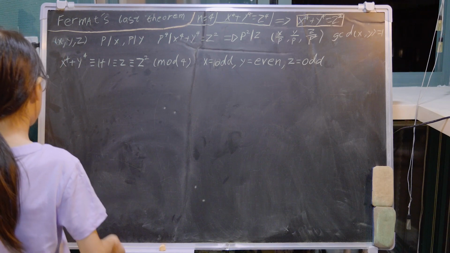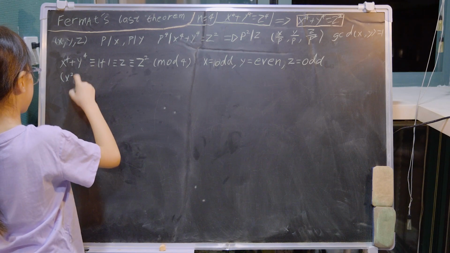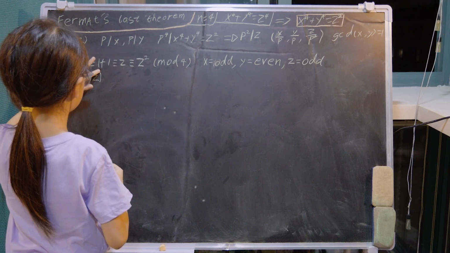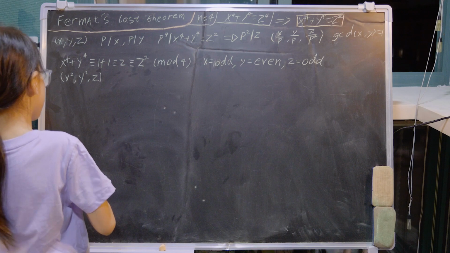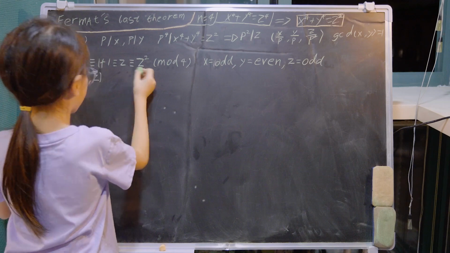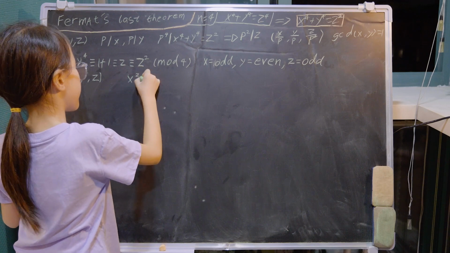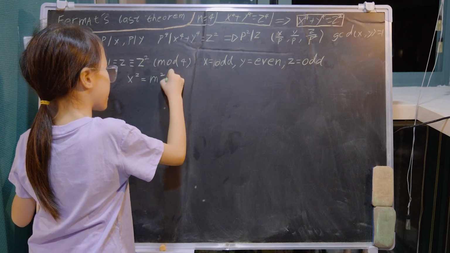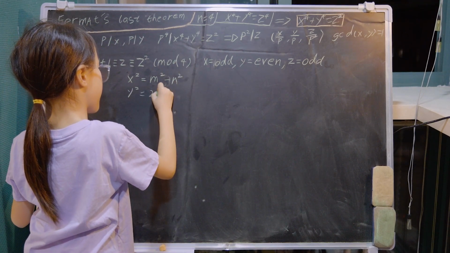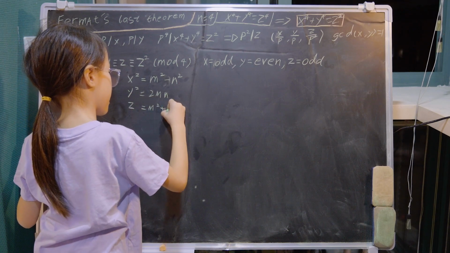So now we can find a solution x squared, y squared, and z, right? If we have a solution, we can write out, this is a primitive Pythagorean triple. So x squared is equal to m squared minus n squared, y squared is equal to 2mn, and z is equal to m squared plus n squared.